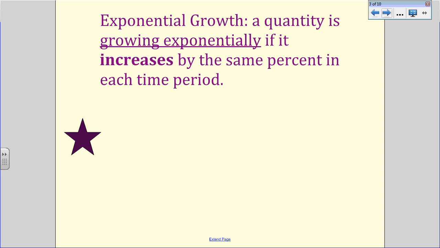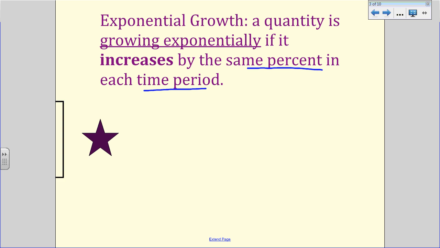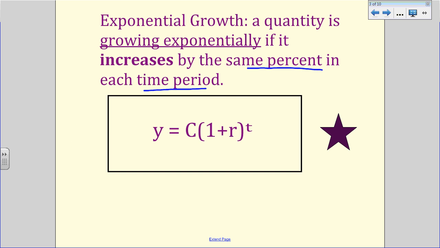All right, so now we're going to take a look at these exponential growth problems. It's considered to be growing exponentially if it increases by the same percent in each time period. So these are pretty important things to take a look at. We need to know our percents and we need to know our time periods, all right? So let's take a look at what that formula looks like. We have y is equal to c times (1 plus r) to the t. C is what we know as our initial amount.